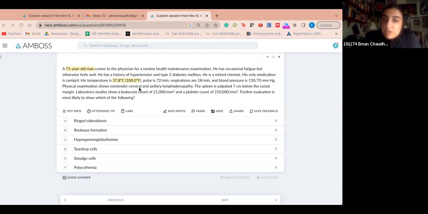Physical examination, non-tender cervical lymph node, cervical and axillary lymphadenopathy. So non-tender should ring a bell for you, like, okay, we got to look out for possible malignancy. Spleen is palpated 7 centimeters below the costal margin. So you guys have been seeing this in every question almost. Spleen or liver palpated below the costal margin.